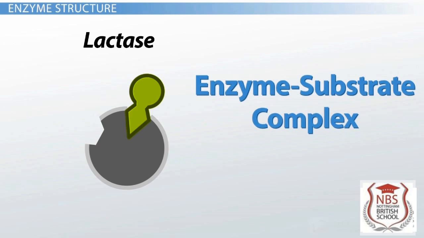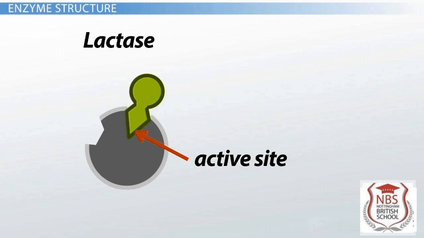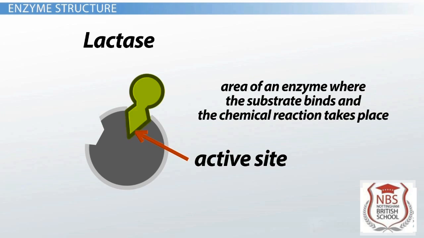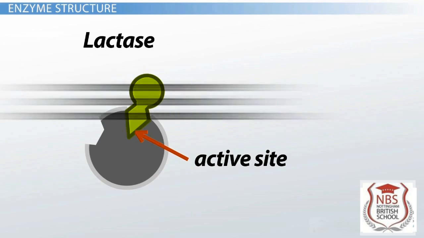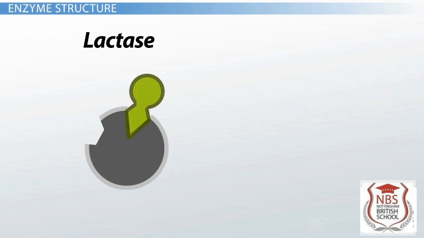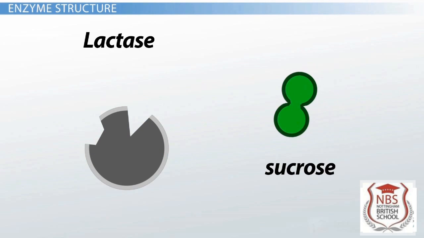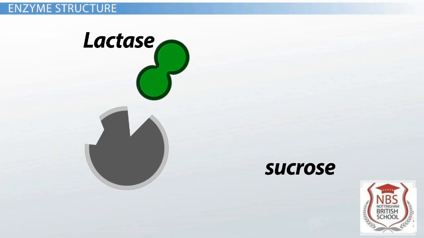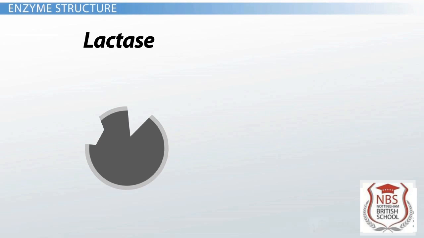Enzymes like lactase are block-like globular proteins with pockets. These pockets contain the active site, which is the area of an enzyme where the substrate binds and the chemical reaction takes place. In the active site, amino acids of the enzyme protein will bind to the substrate. The substrate fits perfectly into the active site of an enzyme, meaning that enzymes are specific for their substrates and not for any others. Lactase cannot break down any other.